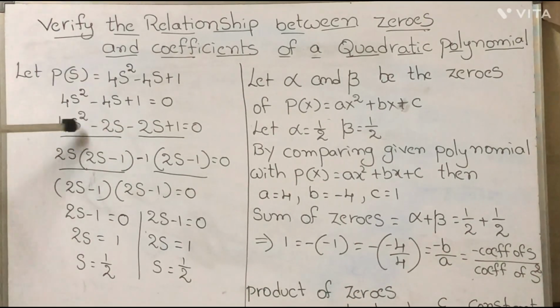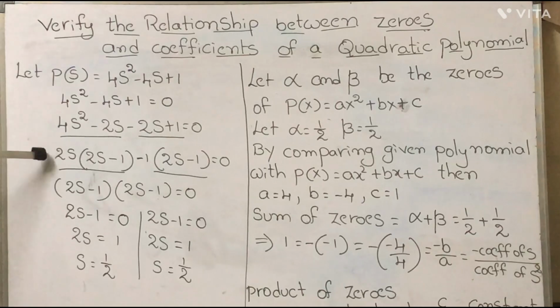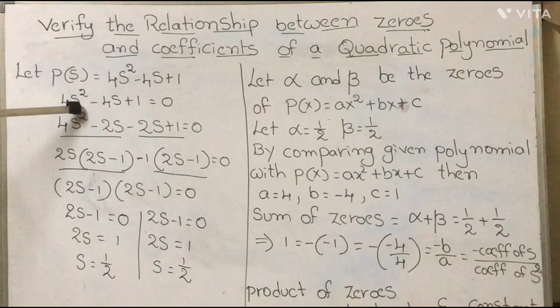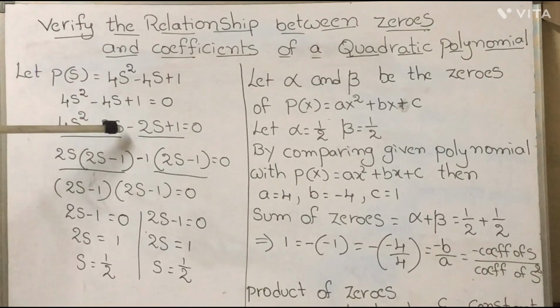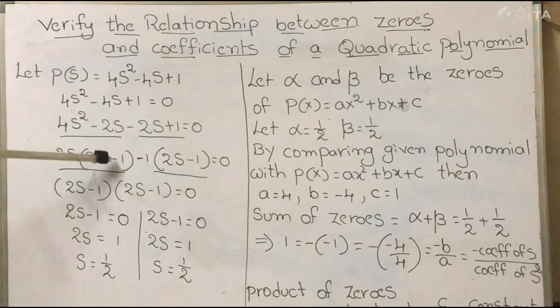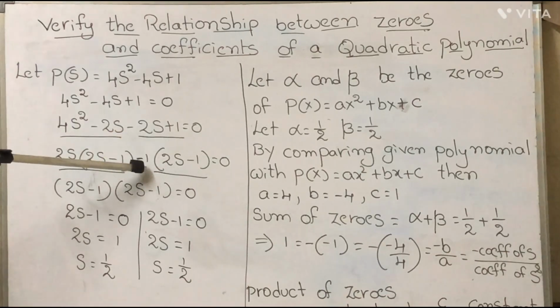Among the first two terms, 2 is commonly there and s also is commonly there. So take 2s out as common. Then 2s divides 4s square, 2s times. 2s divides 2s, 1 time. So we get 2s minus 1.